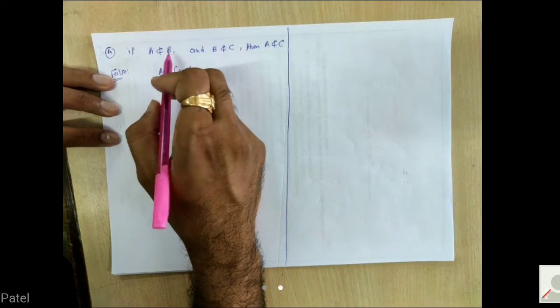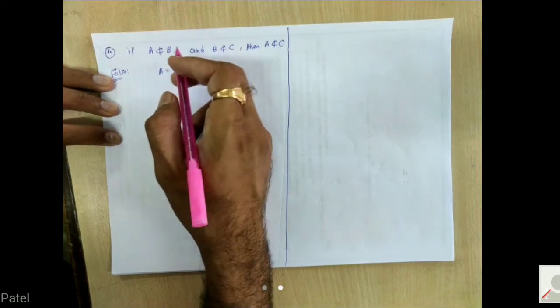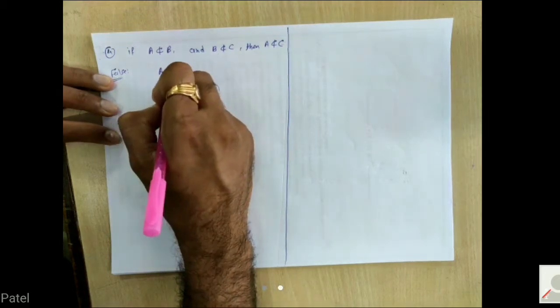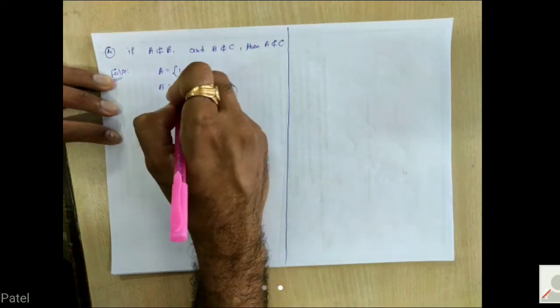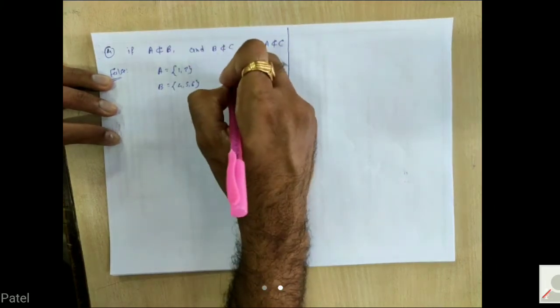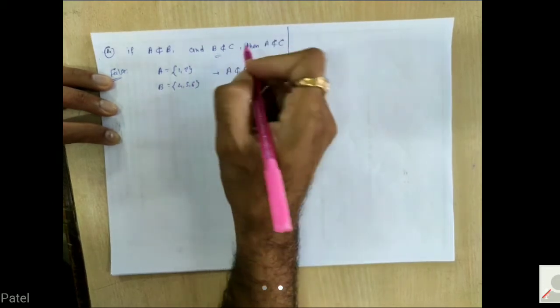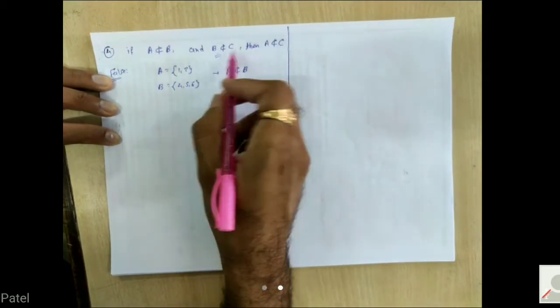Now you have to take one set B which does not contain all the elements of set A. So we have to take set B like this. Suppose it's 4, 5, 6. So first condition is fulfilled. A is not a subset of B. Done. Now you have to fulfill this second condition, which is B not a subset of C.